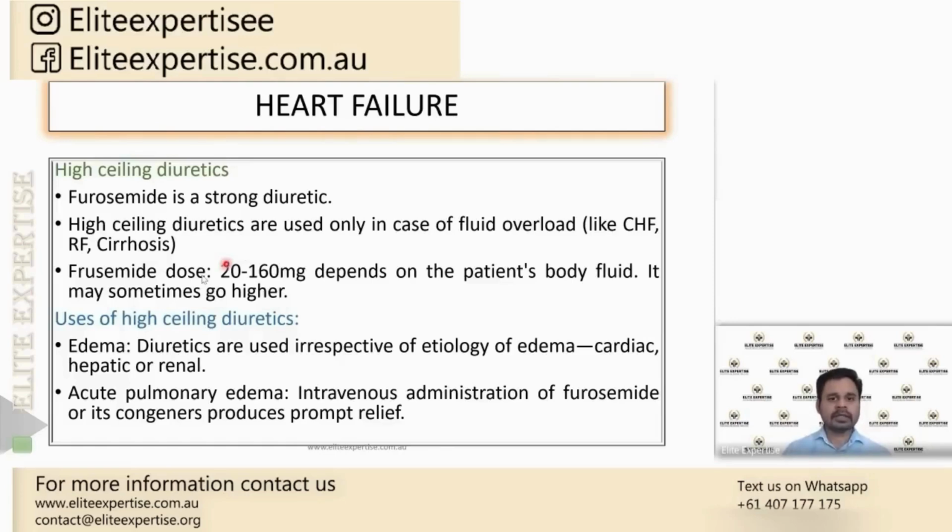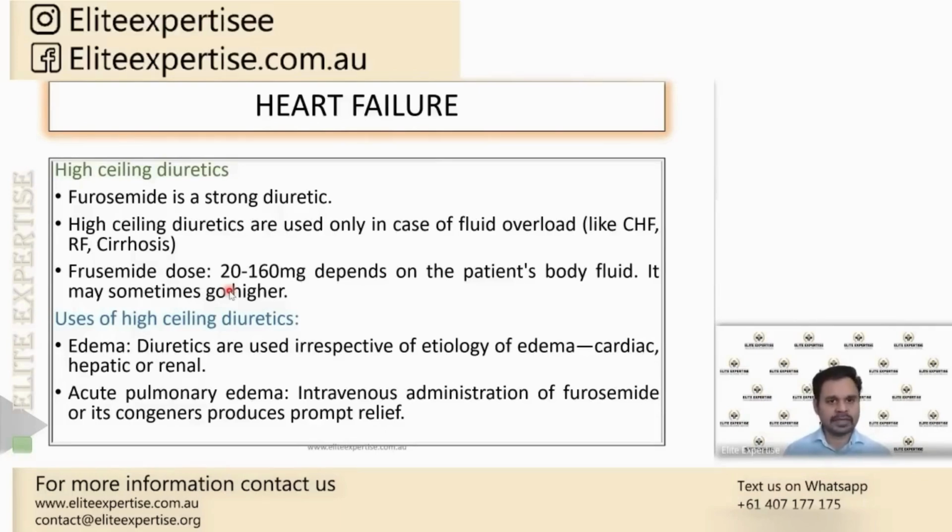So the dose can range from 20 milligram, 40 milligram, 80 milligram, 160 milligram, 250 milligram, or even up to 500 milligram daily. But always remember that when we put the patient on a higher dose of furosemide, our main target, our goal is to reduce the dose of the furosemide and bring it back to as low as possible.